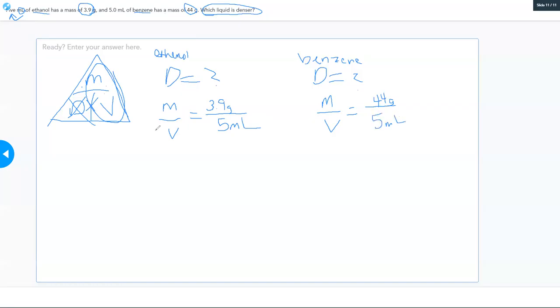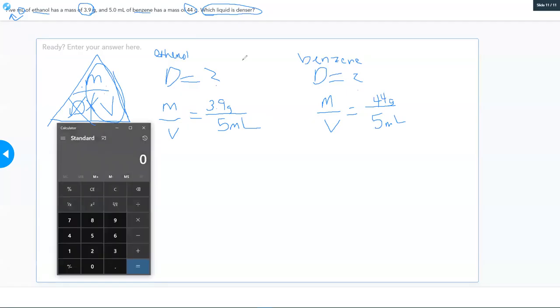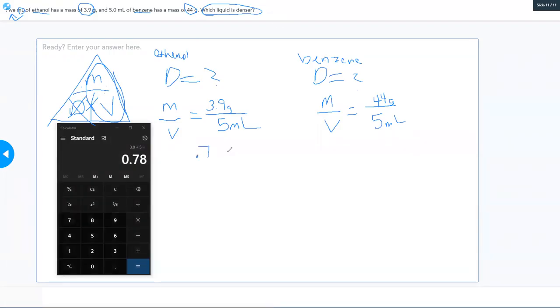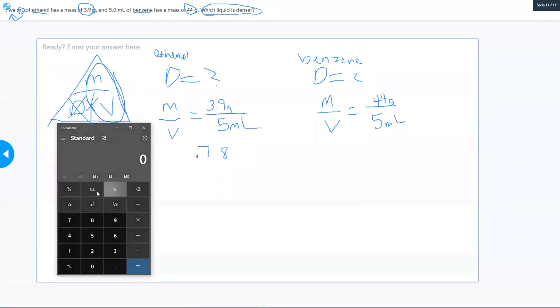So again, you have two problems here. So you're going to want to pull up your calculator and do the math for both. 3.9 divided by 5 is equal to 0.78. Then let's do our next one, clear the calculator. 44 divided by 5 is 8.8.